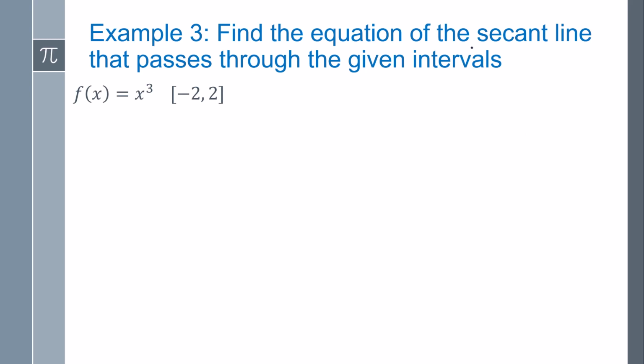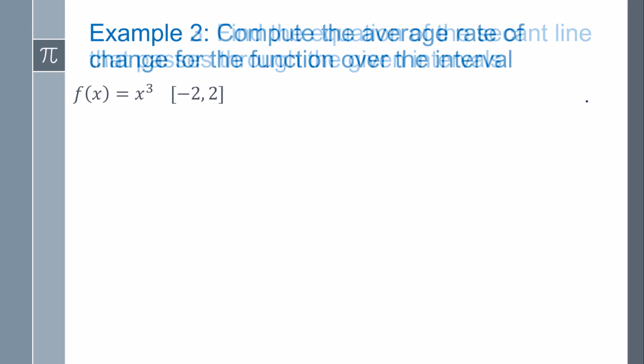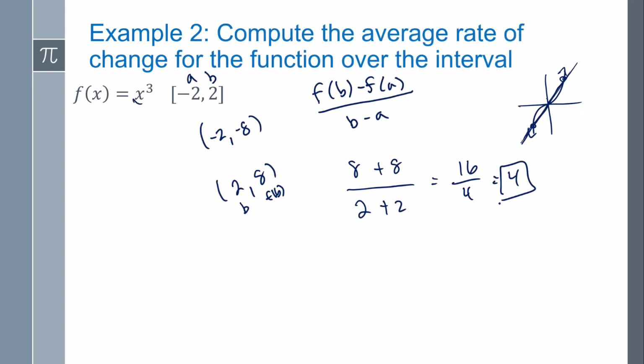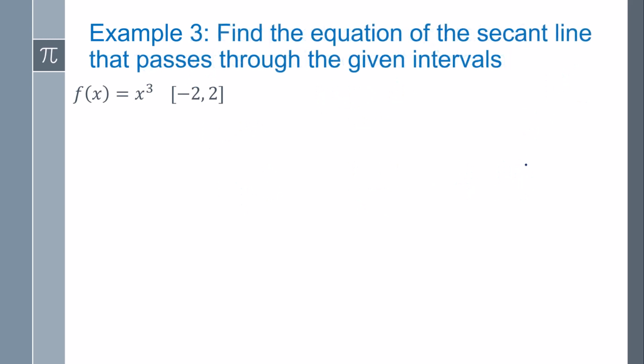So if I want to find the secant line, we need to think about what are the two elements that I need to create a line. I need a point and I need a slope. Well, the slope of the secant line is the average rate of change. In the previous example, I found that the average rate of change is 4. So that's my slope. But now I need a point.